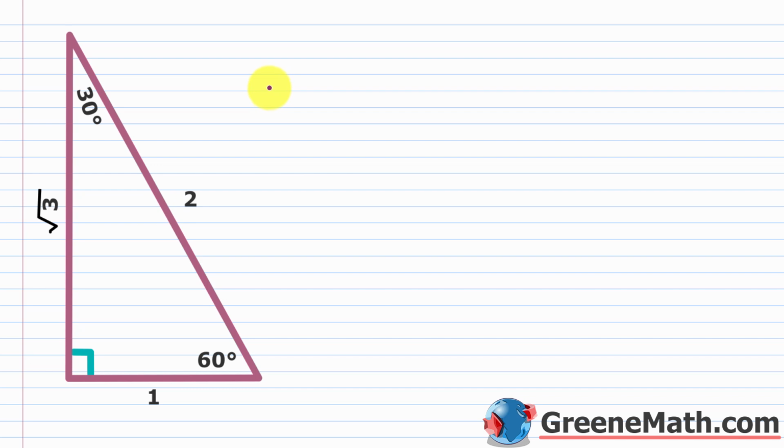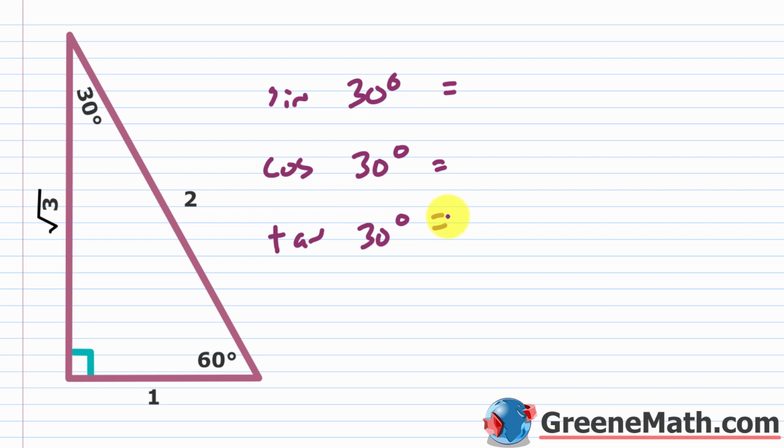So if I wanted to figure out the sine of 30 degrees, and then the cosine of 30 degrees, and then the tangent of 30 degrees, let's go ahead and set those up. So for the sine of 30 degrees, again, it's opposite over hypotenuse. So the opposite side here has length 1, and the hypotenuse has length 2. So this is 1/2. Then for the cosine of 30 degrees, it's going to be adjacent, which is square root of 3, over hypotenuse, which is 2.